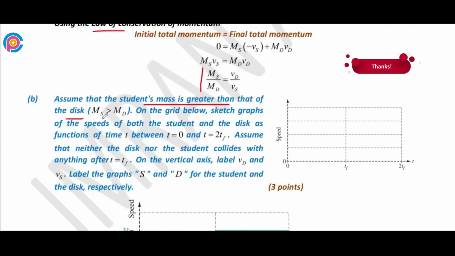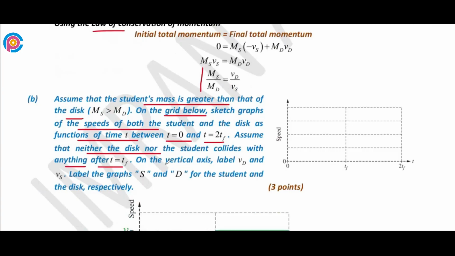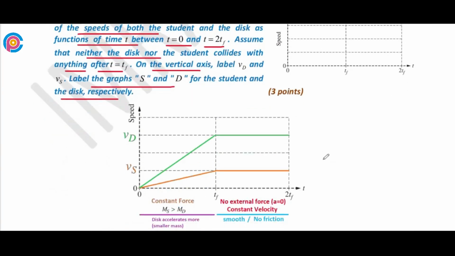Now the next part of the question is, assume the student's mass is greater than the mass of the disk, Ms is greater than Md. On the grid below, sketch the graph of speed of both the student and the disk as a function of time between t0 and 2tf. Assume neither the disk nor the student collides with anything after tf. On the vertical axis, Vd and Vs, label the graph S and D for the student and disk respectively. Okay, now we draw the graph.